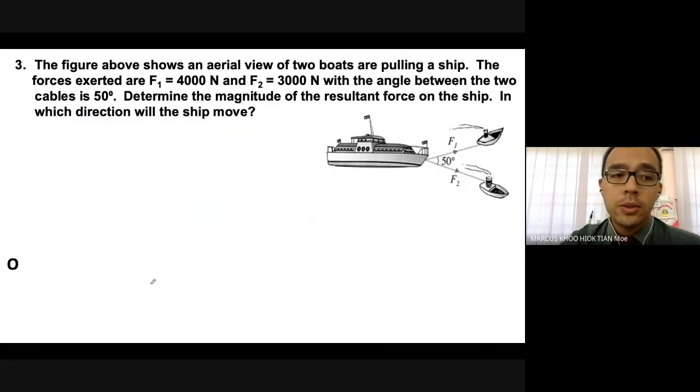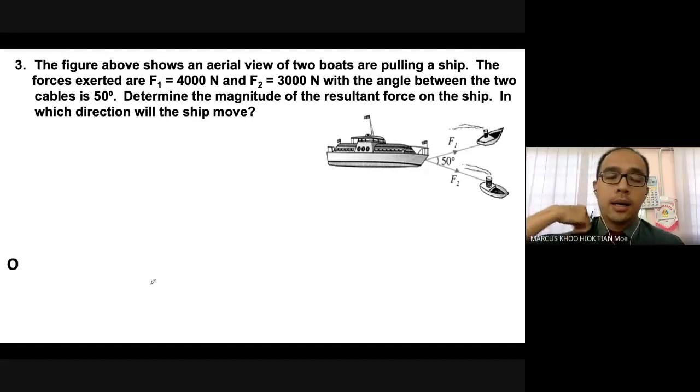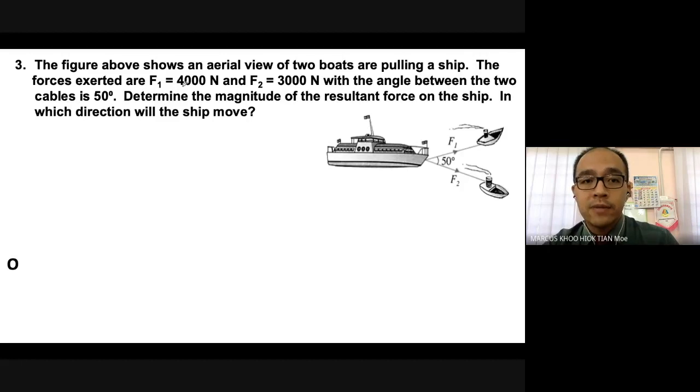Okay, so I want you to... I don't think I have enough time, so I must finish this now. So I'm just going to show you this again. Same thing. So F1 is 4,000, F2 is 3,000. Okay, this is 4,000, this is 3,000. And then of course the angle is 50.